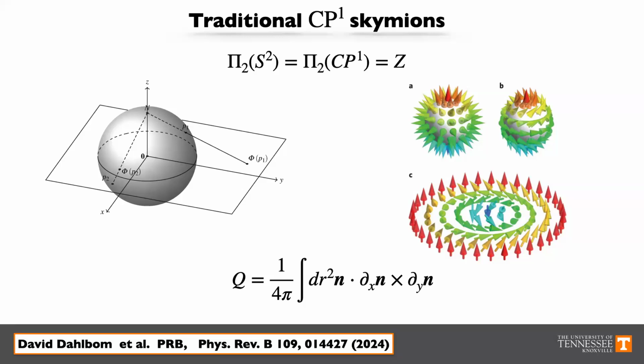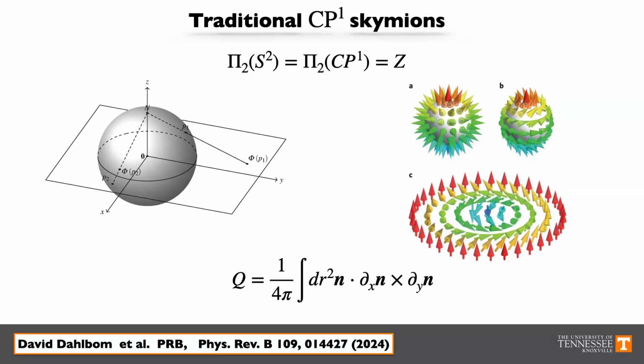And now what we can do is count how many times this mapping of the spin into the sphere is wrapping the sphere. That is simply the integral of the density of solid angle, right? Which is precisely this quantity. This is the density of solid angle. I integrate over the full plane, and if I divide by 4π, I get the number of times that this mapping is wrapped in the sphere. We call that skyrmion number.